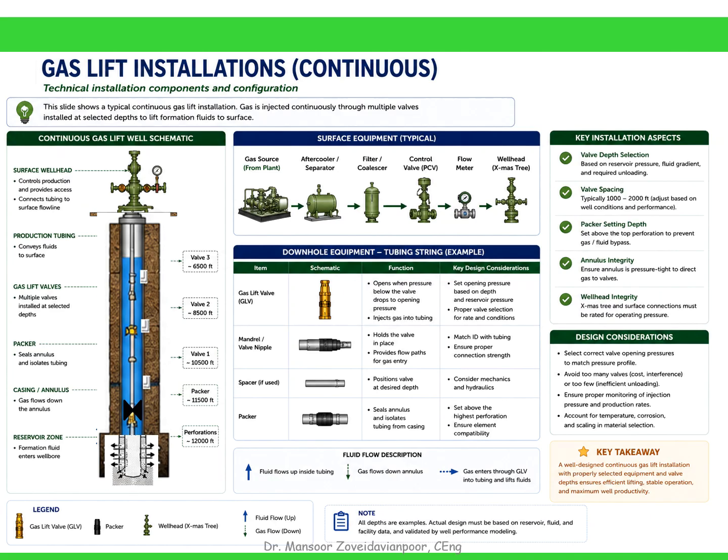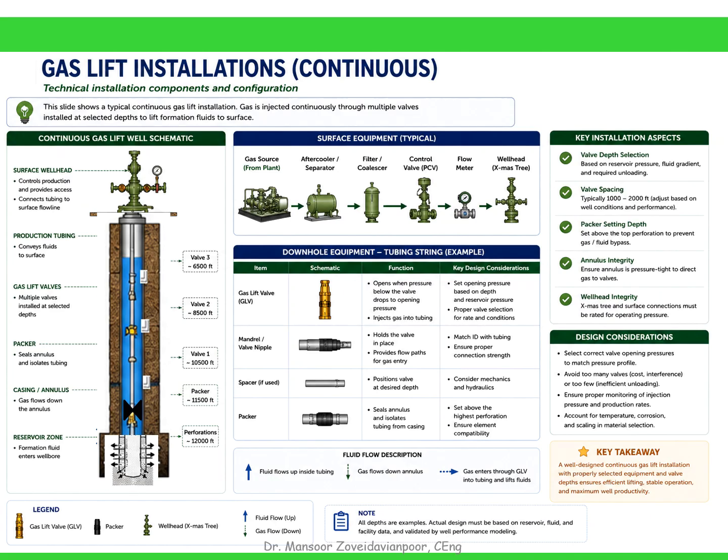These valves are installed at selected depths and provide controlled entry points for gas into the tubing. Notice that this installation contains multiple valves at different depths. During unloading, the upper valves assist first. As the well becomes lighter and tubing pressure decreases, the injection point progressively moves deeper until the operating valve takes over.